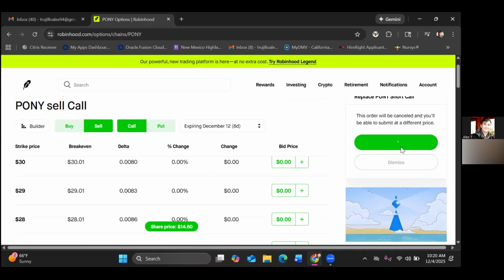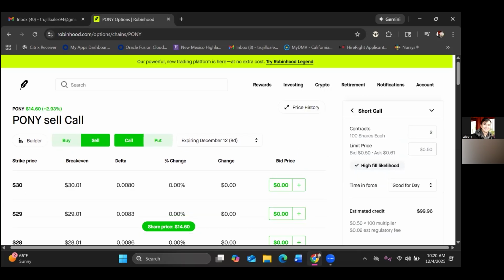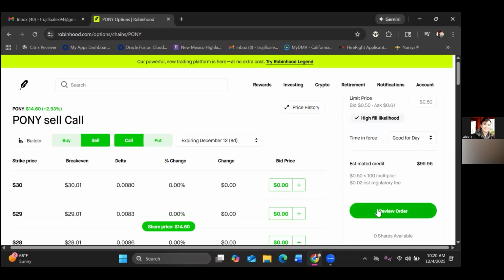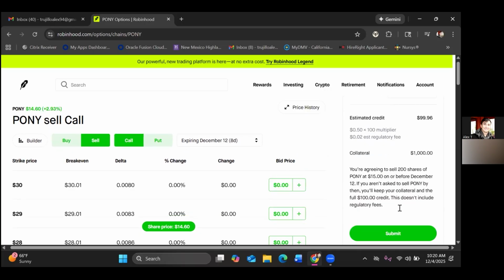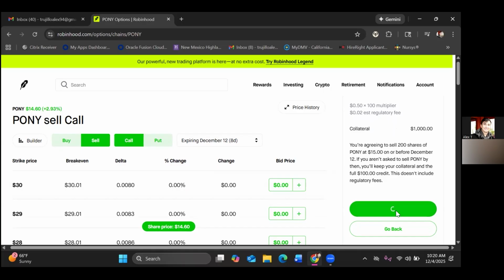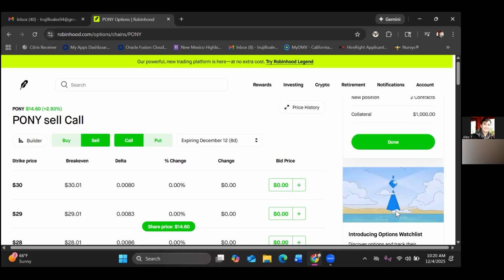Let's just go to 0.50. Okay, just leave it there. Yeah, let's process that. There you go. Wow. Four man's covered calls, huh? That's interesting. Yep, let's go up.